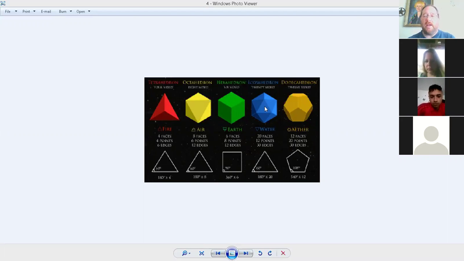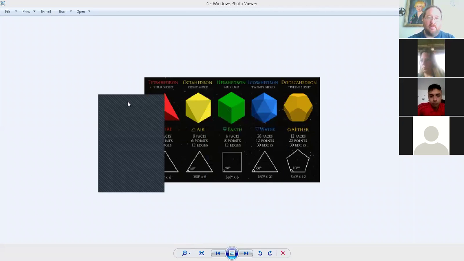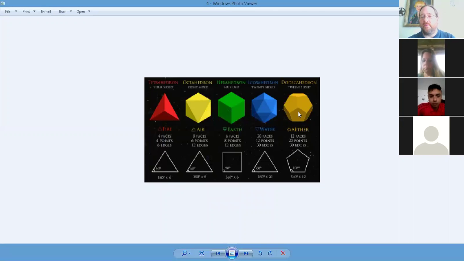Now, the way you find out which frequency goes to which element, which Platonic solid, is just take the dimensions and put them together. So in other words, you got 108 degrees for a pentagon times 12. Or no, I'm sorry, 108 times 5 times 12, and you got 6480.